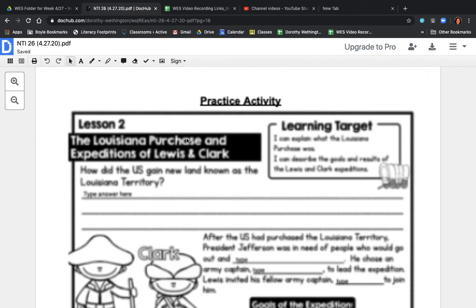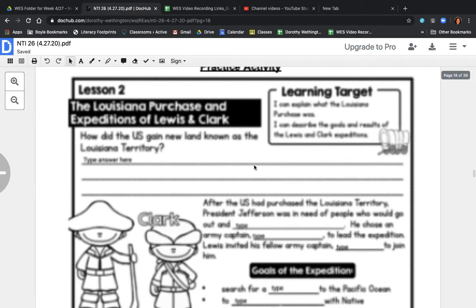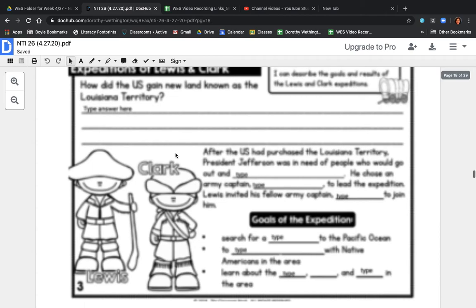Practice activity, Lesson 2. The Louisiana Purchase and Expeditions of Lewis and Clark. Learning target: I can explain what the Louisiana Purchase was. I can describe the goals and results of the Lewis and Clark expeditions. So, how did the U.S. gain new land known as the Louisiana Territory? Type your answer in this box.